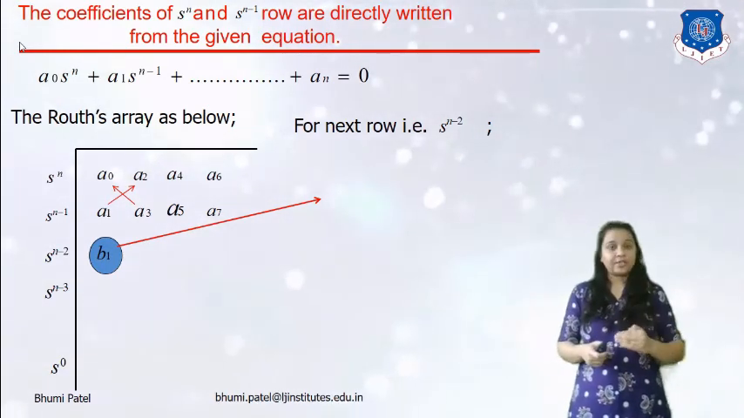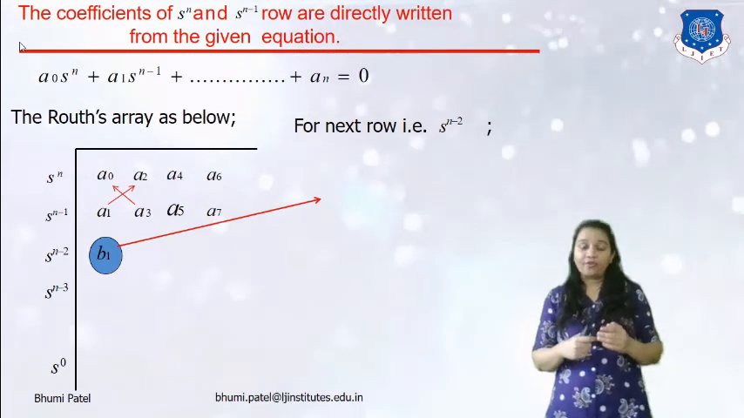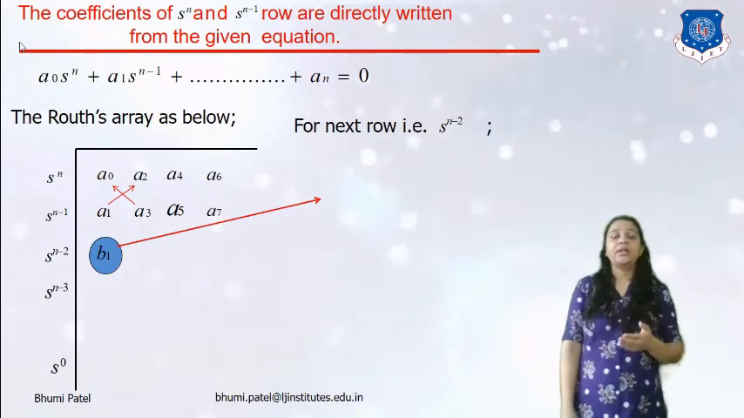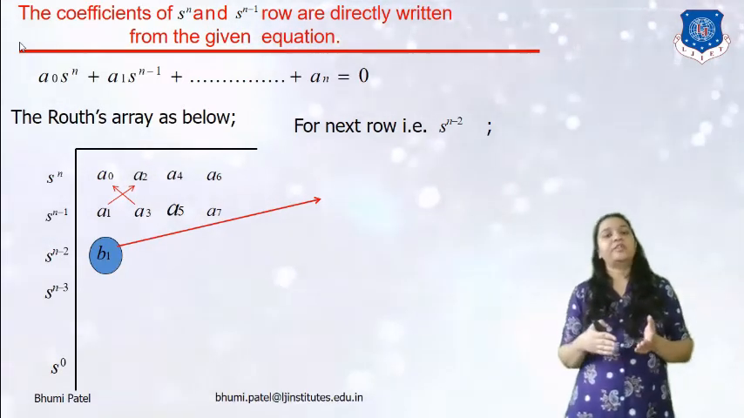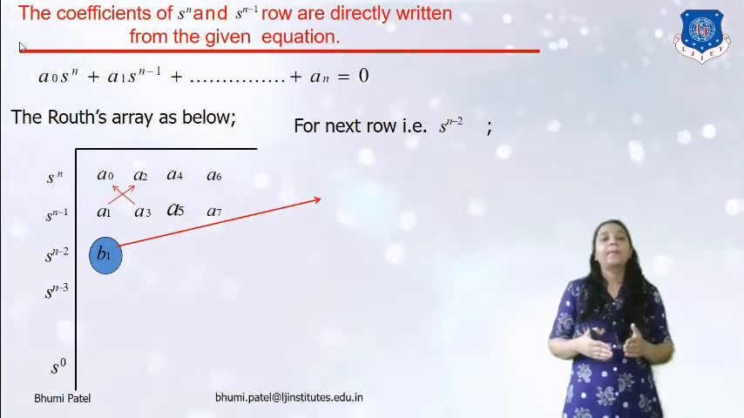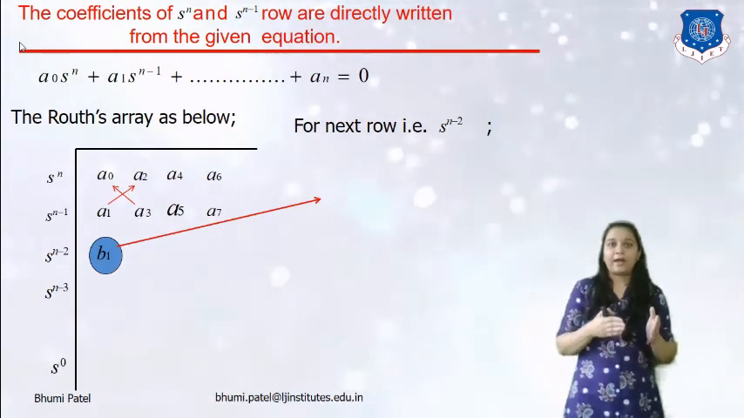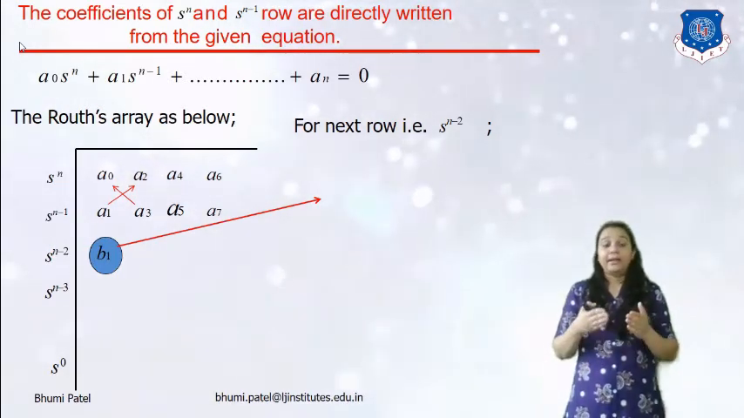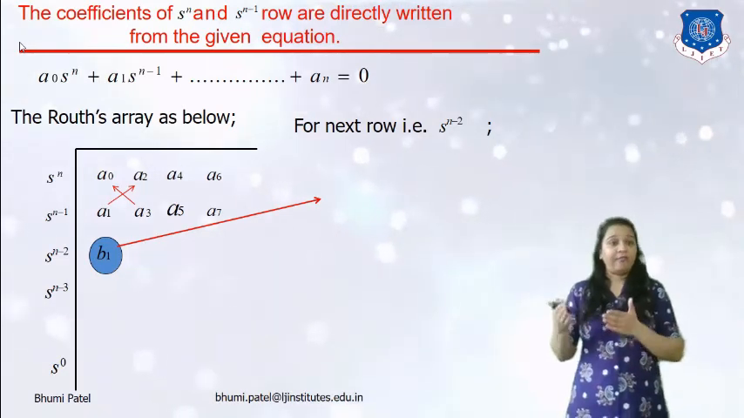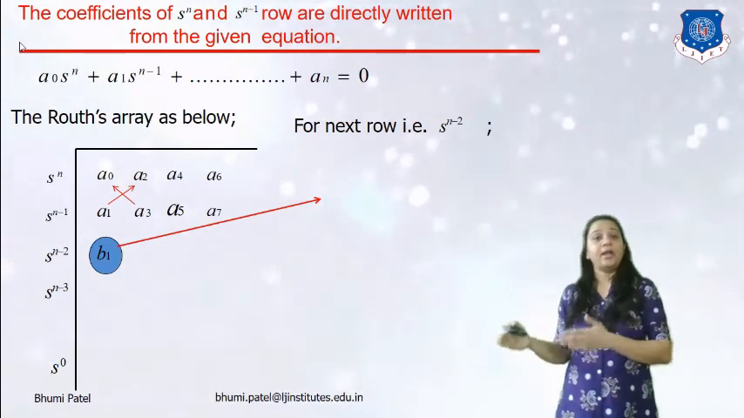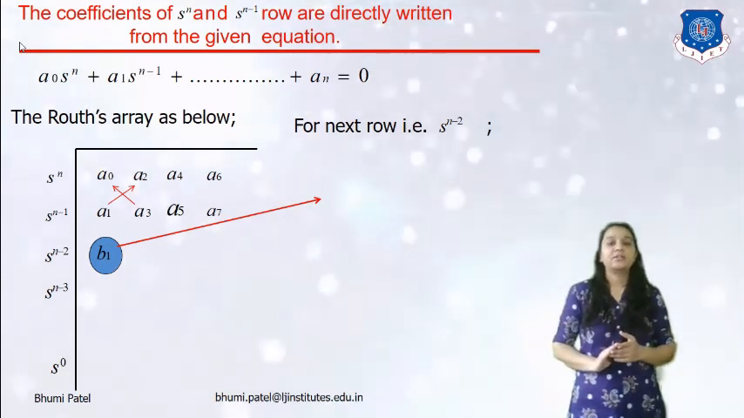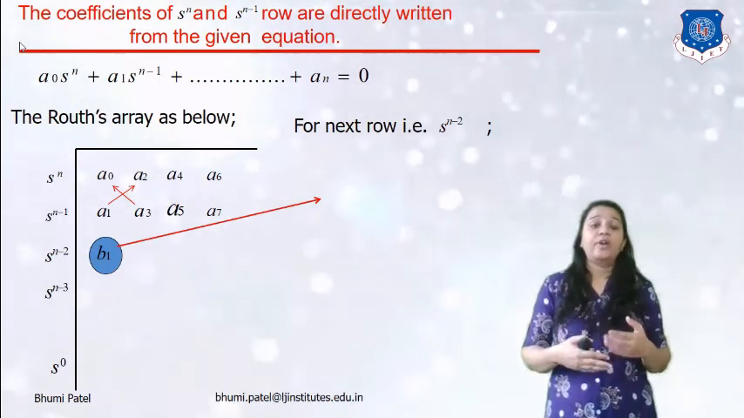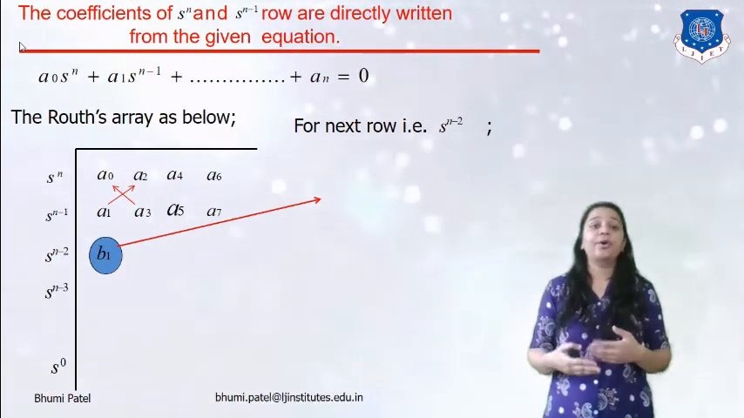Okay, in the next row we have to write the coefficients with power of s raised to n minus 1. So here the s raised to n minus 1 coefficient is a1. So in the first column we can write a1. After that we can skip a term and write the next term coefficient, that means a3, then a5, then a7, then a9, up to whatever the system equation is given. Okay, now the next question is what is the value in the next row.